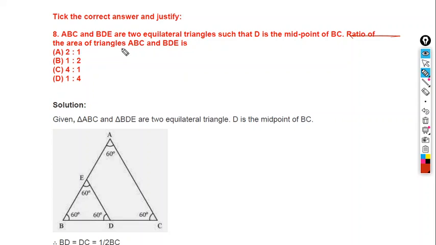Ratio of area of triangle ABC, this big triangle ABC, and BDE, this small one BDE. So you have to find the ratio of these two triangles, the big triangle and the small triangle BDE. He's asking what will be the ratio? The options are 2 is to 1, 1 is to 2, 4 is to 1, 1 is to 4. You can pause the video and say your answer. Okay, so we'll move forward.